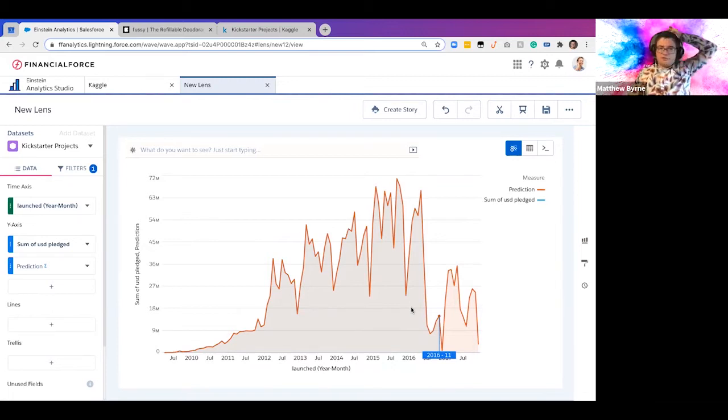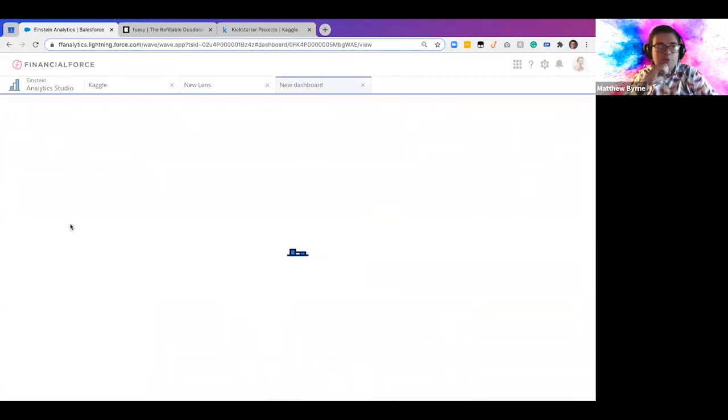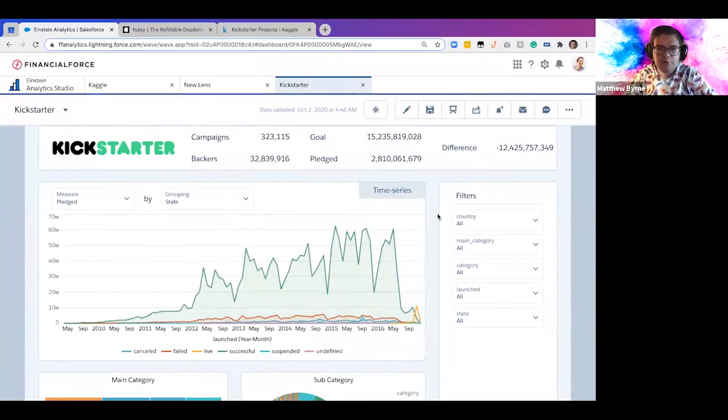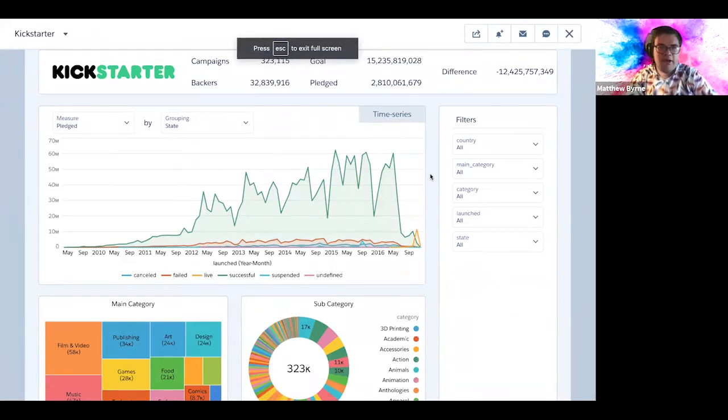Now there are extra functions within analytics that we can use, but first what I want to show you is how we can explore this data a little bit differently in a dashboard. So here's a dashboard that I've created with the Kickstarter data, and it can tell me that there are 323,000 campaigns. The total amount of the goals was 15 billion, sorry, and the pledged is not that amount. And then we've got the difference between them as well.